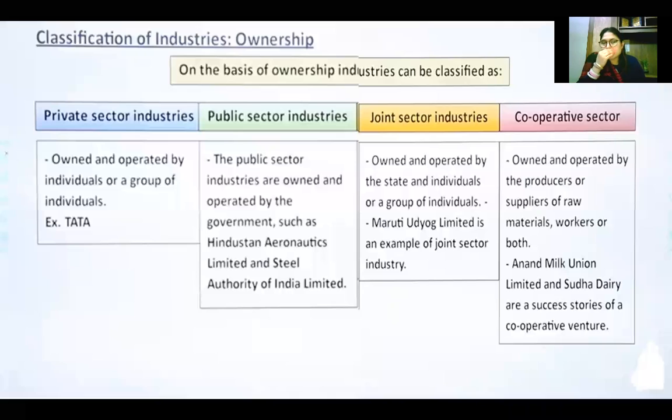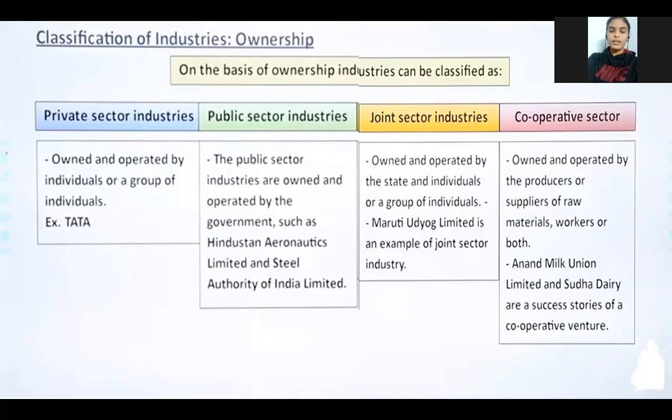Yes, Parneet, you tell me the classification of industries on the basis of ownership. We have read only two yet out of these: private sector industries, joint sector industries, cooperative sector industries, and public sector industries. Yes, right. So private sector industries are what? They are owned by an individual or group of individuals.